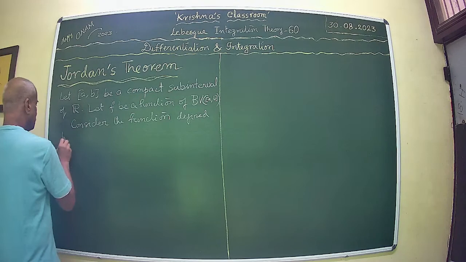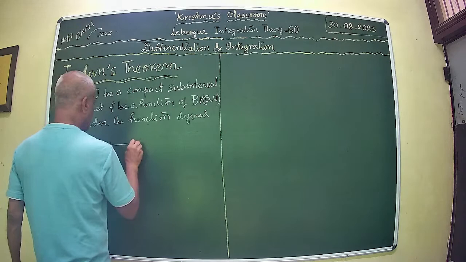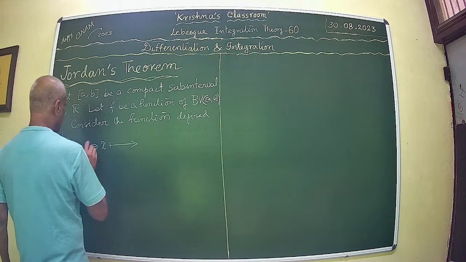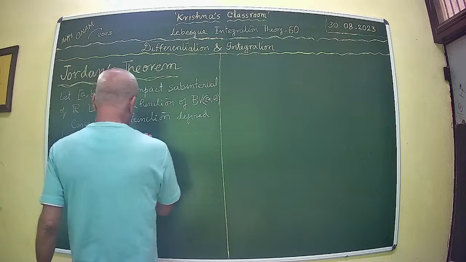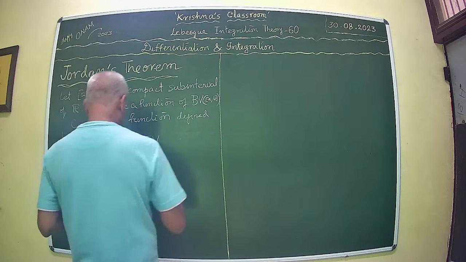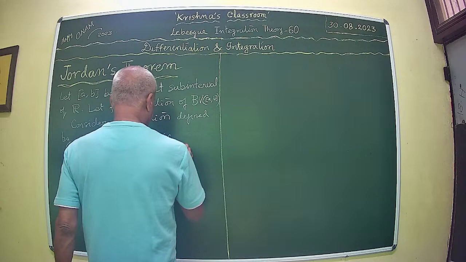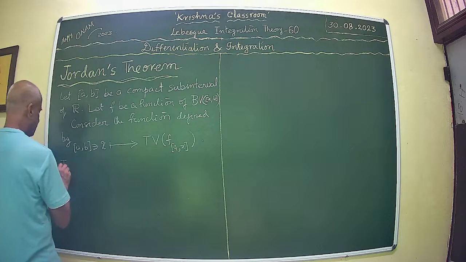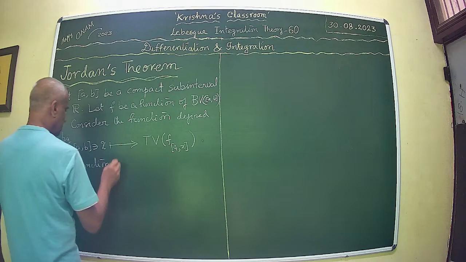x maps to the total variation of f restricted to [a, x]. Now, this is a function of x. This function is called the total variation function.